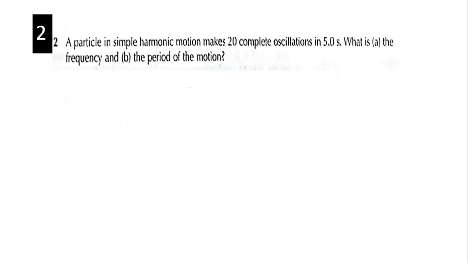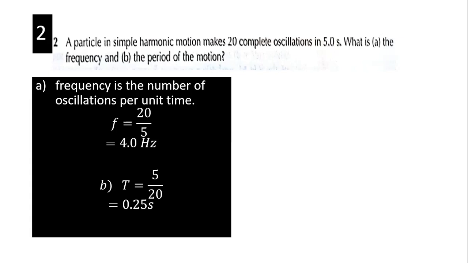A particle in simple harmonic motion makes 20 complete oscillations in 5 seconds. What is the frequency and the period? Frequency is the number of oscillations per second, so you just take your 20 divided by 5 and get 4. Period is 1 over f, or you can take the time divided by 20, either way. So you should get 0.25. You can mark yourself.